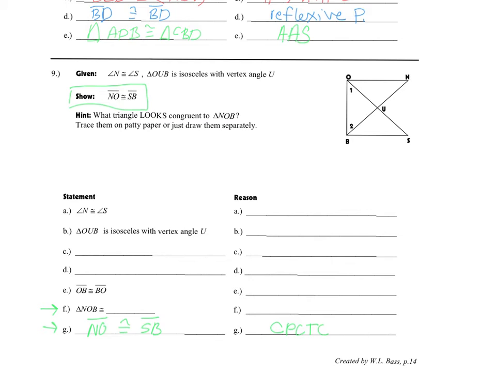So if we look at this, we can do one of two things. You can either trace these out or you can rewrite them. But what we have here are some overlapping triangles that we're going to need to kind of separate so that we can see what we need to prove. Okay, so if we look at this, it first tells us angle N is congruent to angle S. So let's go ahead and mark that off, that we have angle N congruent to angle S, and that is given.